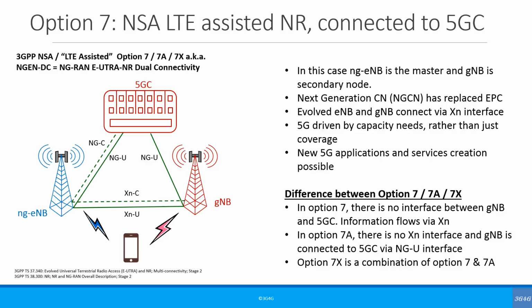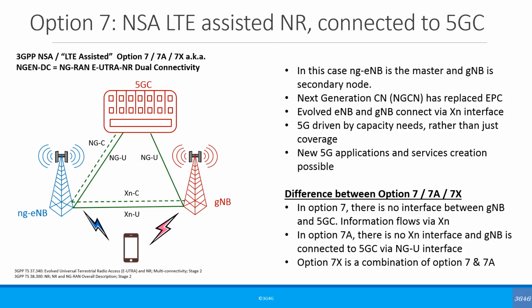So like option 3, we again have three sub options with option 7. So you have pure option 7, which means that 5G NR has no direct connectivity to 5G core. Option 7A means 5G NR has an NGU connection to 5G core, but no XNU to connect the user plane to the next generation E-node B. And option 7X means there is an NGU to 5G core and also an XNU to the next generation E-node B.